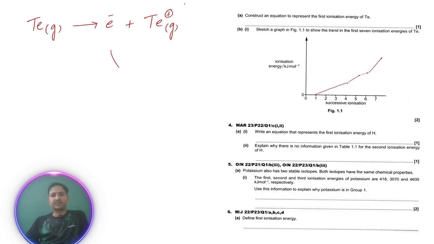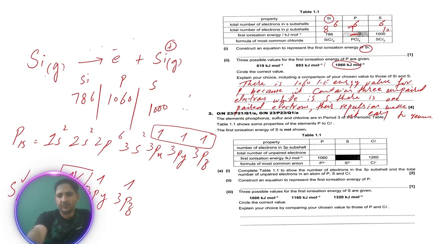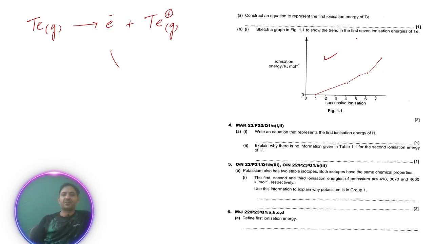Sketch a graph to show the trend in the first 7 ionization energies. I already have done this. I don't have direct values, so I have to figure these values out. Oh sorry, it's not given here. You can see there are two jumps: a jump between 4 and 5, but the highest jump is between energy 6 and energy 7. You can complete this by taking some values in front of you, then you can easily figure out this graph.